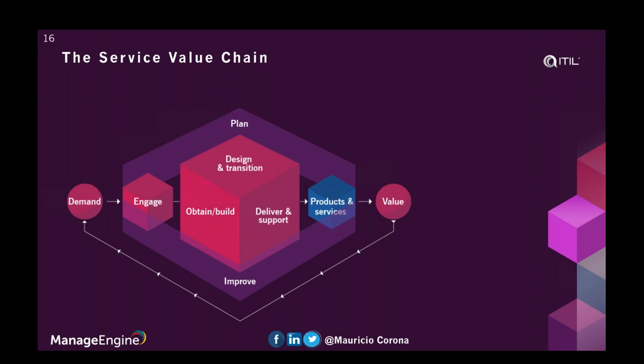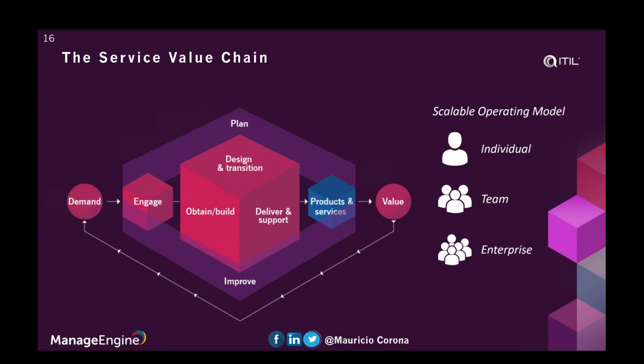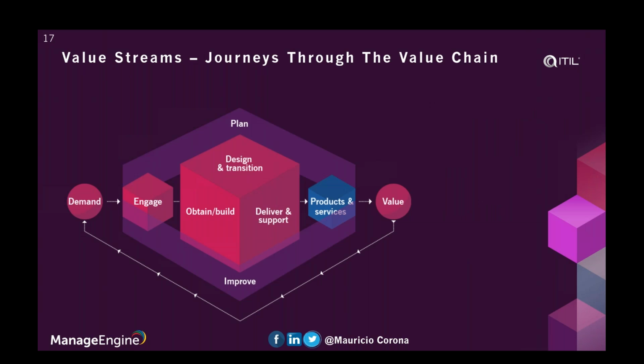So this is the way we depicted that. We selected a cube, and then we said, okay, from demand to value, one product or one service or several value streams can go through everywhere, and we will run some examples. So in order to have a scalable operating model, what we need are individual teams and the enterprise, and those are the ones that are going to create the value streams.